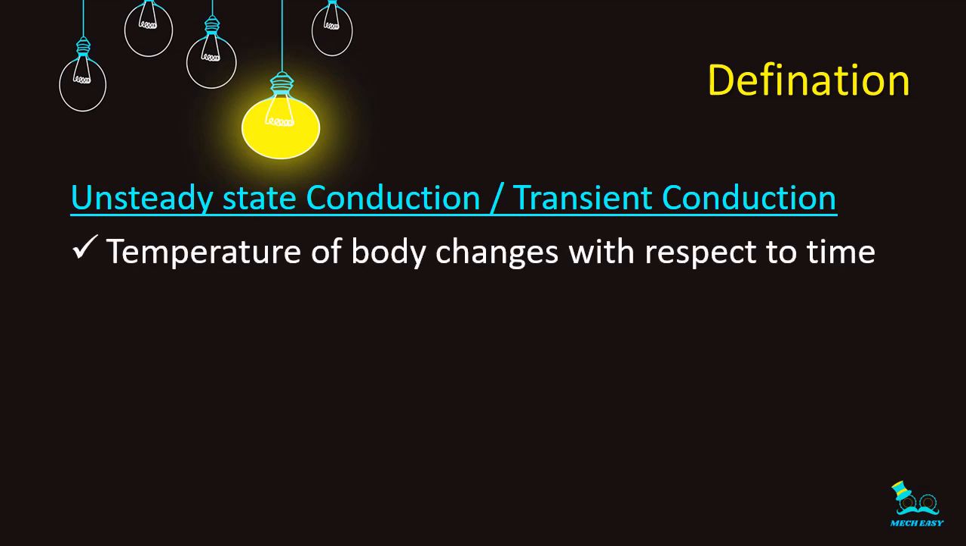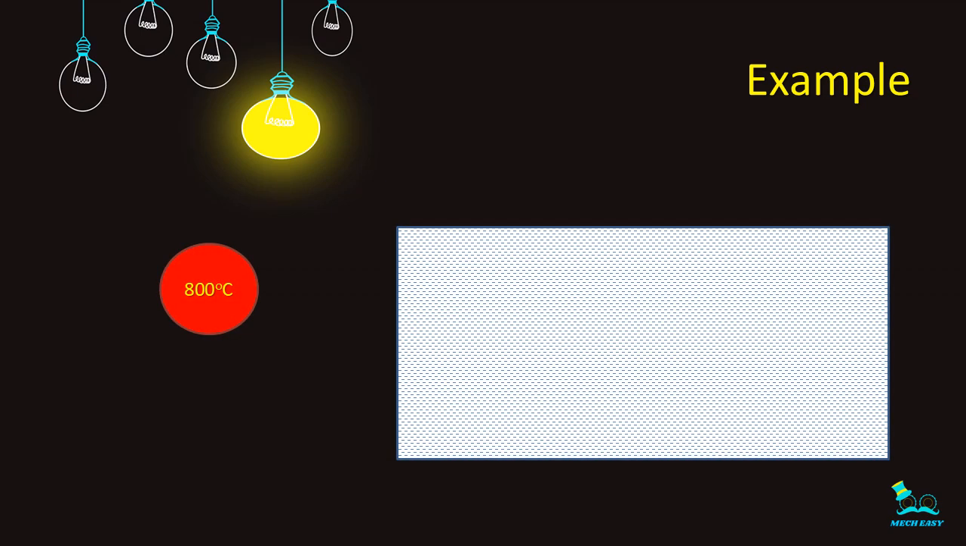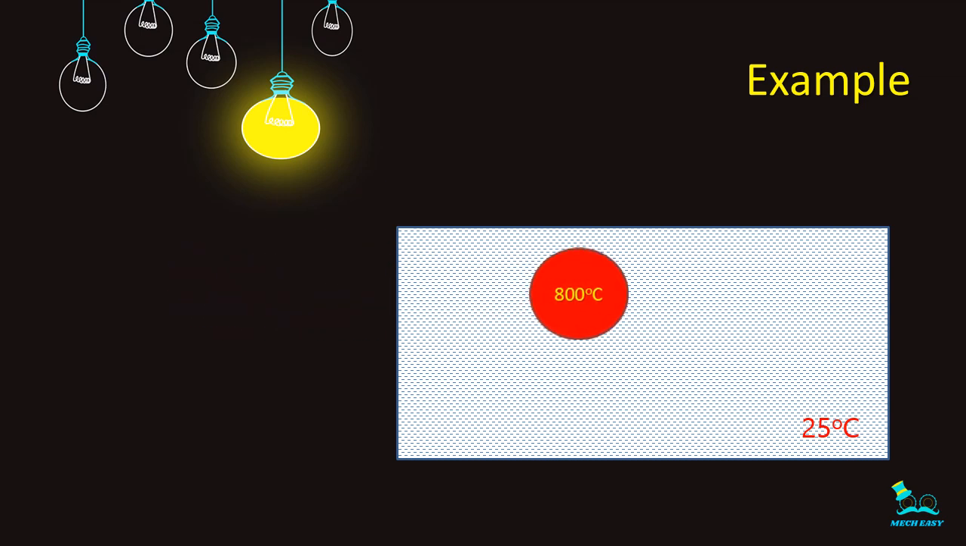It is a type of conduction in which the temperature of body changes with respect to time. Let us understand it by an example. Suppose we have a sphere of metal like this and we are heating this sphere of metal up to 800 degrees Celsius. Now we are having some water at 25 degrees Celsius temperature and we are putting this heated metal sphere into this water.